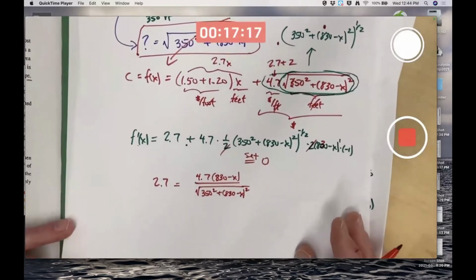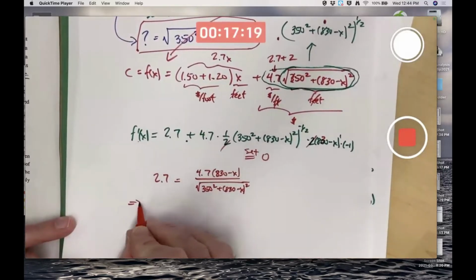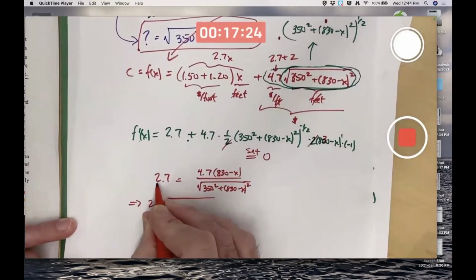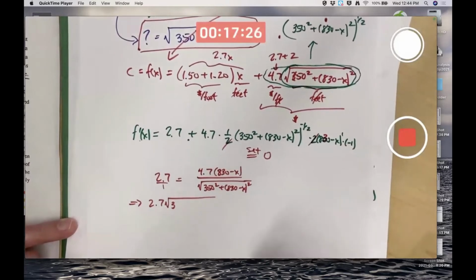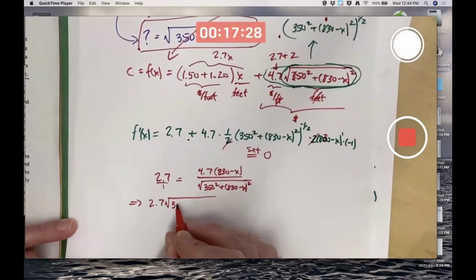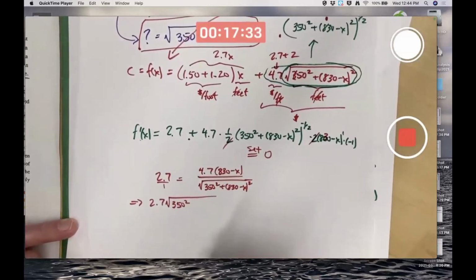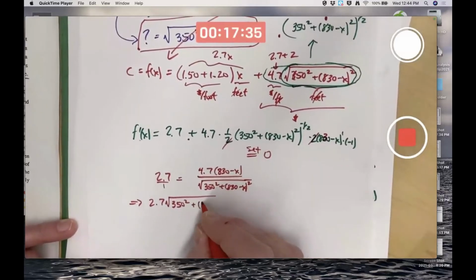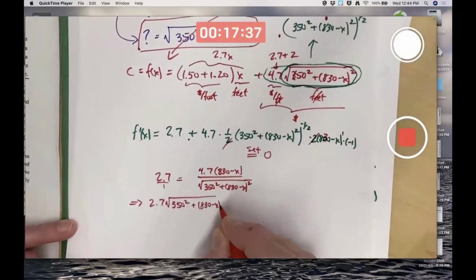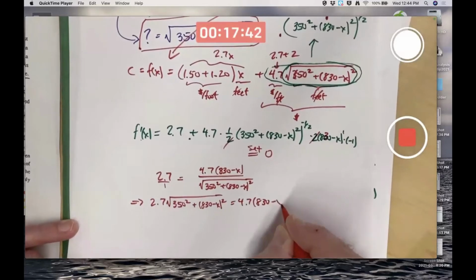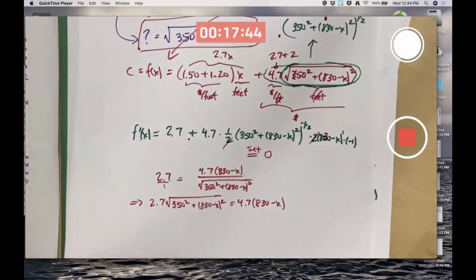I could square both sides right now, but I can also first just multiply both sides by that square root. And if you want to think of 2.7 as 2.7 over 1, then you can think of it in terms of cross multiplication. But you can just think of it in terms of multiplying both sides by the square root to cancel on the right side. Now square both sides. Everything look okay? Make sure you're looking for mistakes here.